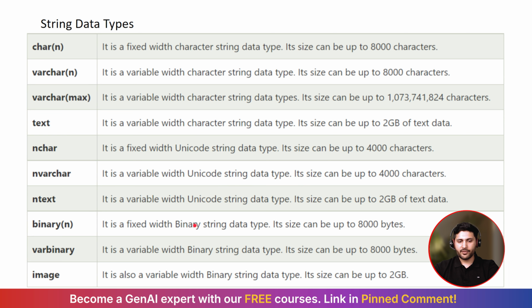Binary N is a fixed string data type that can go up to 8,000 bytes. Varbinary is a variable binary string data type that can size up to 8,000 bytes. Image is a variable width binary string data type that can go up to 2 GB. So these are the different data types that we have in string.